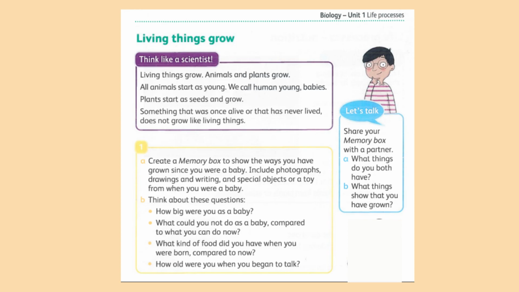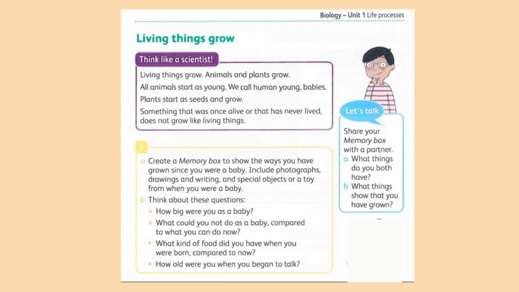Living things grow, animals and plants grow. All animals start as young. We call human young babies. Plants start as seeds and grow. Something that was once alive or that has never lived does not grow like living things. Let's talk. We share your memory box with a partner. What things do you both have? What things show that you have grown?